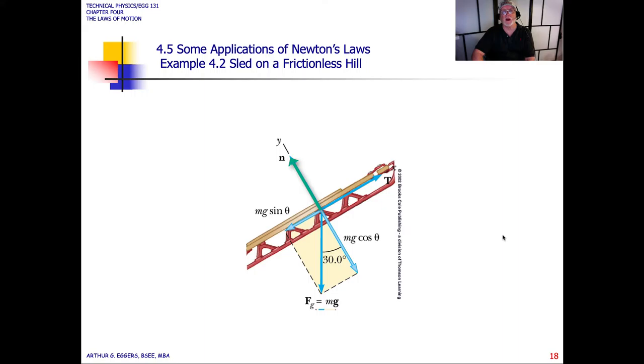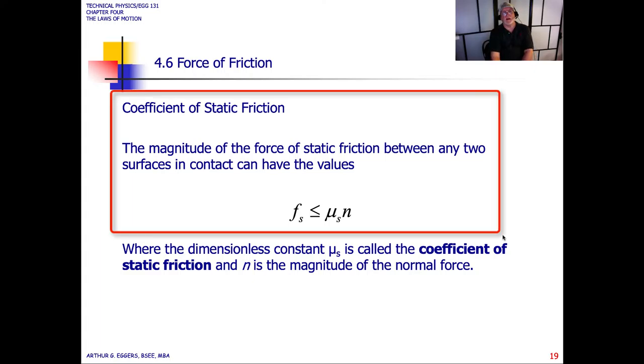So let's look at how we attack a problem like this one. We've got a term called the coefficient of friction, and the coefficient of friction will depend upon whether the problem is a static problem, where nothing's moving, or we do have components of the system that are in fact moving. So let's start with the coefficient of static friction. The magnitude of the force of static friction between any two surfaces in contact can have values. We've got this little f, which denotes friction, and a little subscript s. So this f sub s is the static friction.